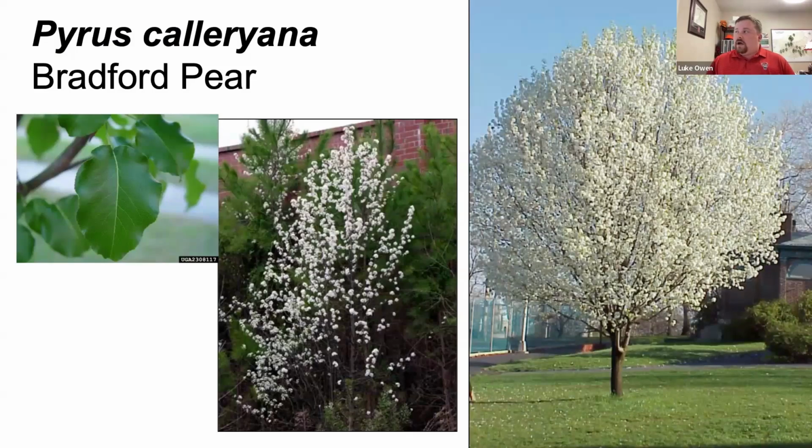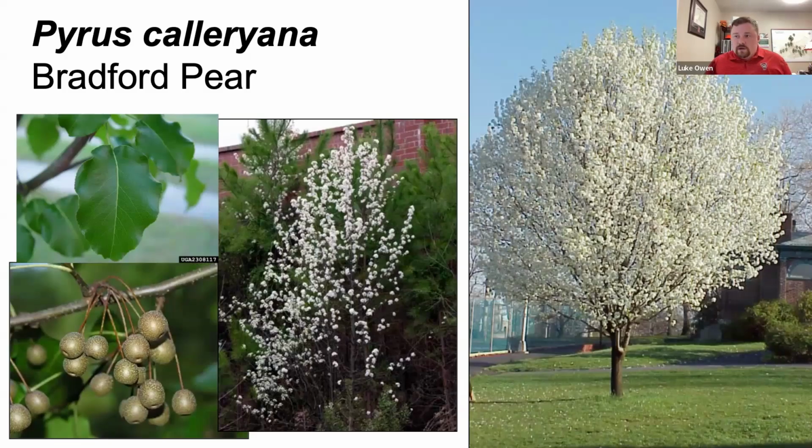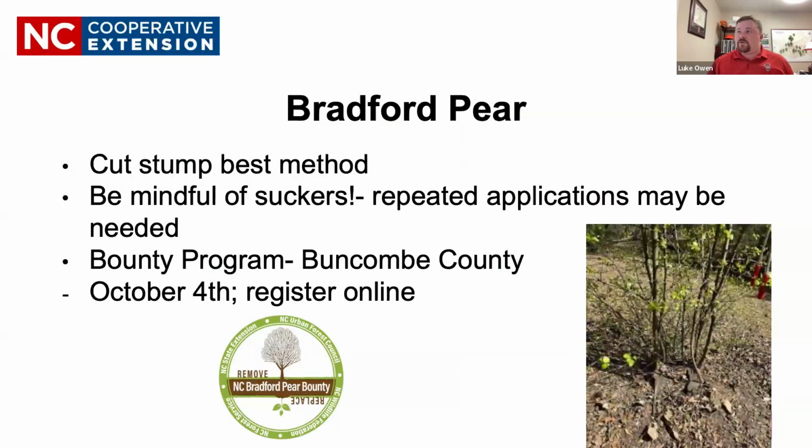You can see here the characteristic white flowers that you see in the early spring, as well as the oval shaped leaves that undulate along the sides of the margin and that are finely serrated on that leaf margin. Those are ways that you can identify it. And of course, the fruit being a Bradford pear, you can see that as a great identifying feature.